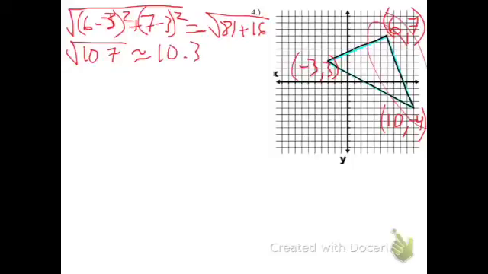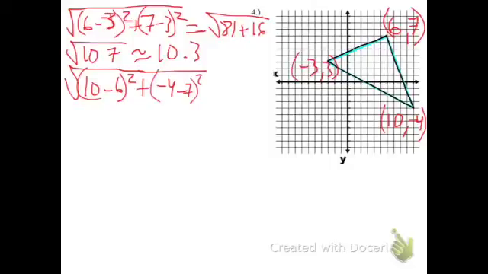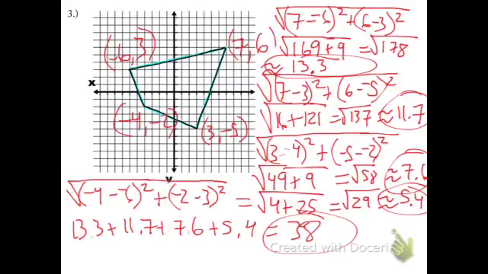I'm now going to get this length here. 10, negative 4 is my x2, y2. So I need to do 10 minus 6, square that, add negative 4 minus 7 squared. 10 minus 6 is 4. Square that, you get 16. Negative 4 minus 7 is negative 11. Square that, you get 121. 16 plus 121 is 137. We need to approximate that. And I swear we did that one already. Yeah, we did. It's about 11.7.